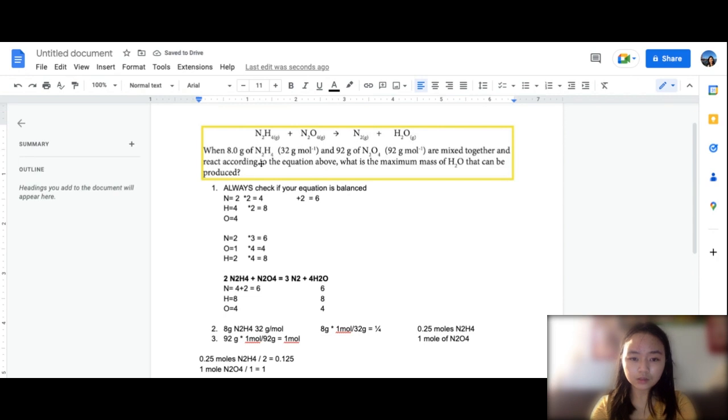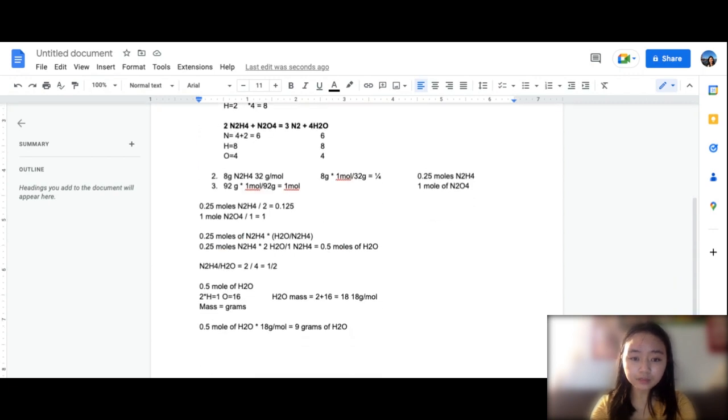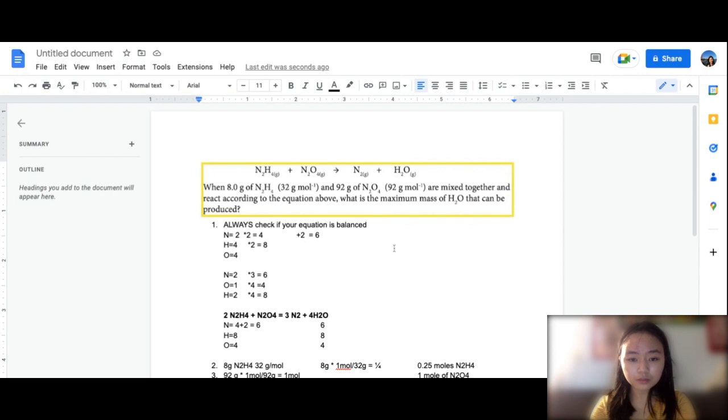When 8 grams of N2H4 and 92 grams of N2O4 are mixed together and react according to the equation above, what is the maximum mass of H2O that can be produced? 9 grams. This is pretty reasonable and makes sense. So I would say we did a good job.